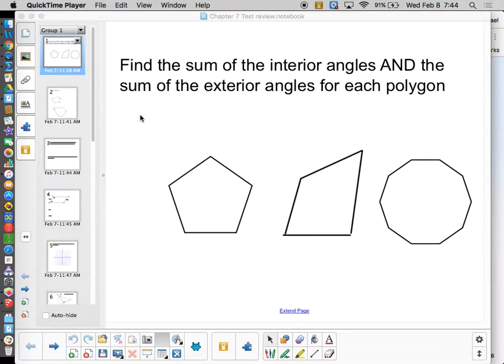First shape. What do we name that shape? Just for fun, by the way, what do we call that? Pentagon, 5 sides, okay. How do I find the sum? Now watch the language here, okay.